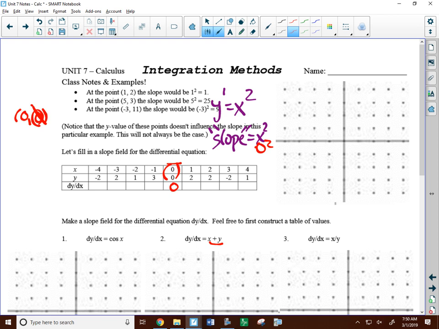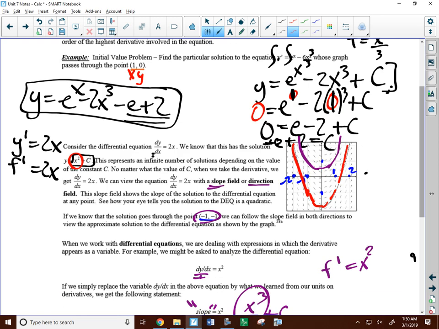And I'm not going to make a full line. I'm just going to do what a slope field is. It's just part of a line. Right? So we'll go back to the last one. So it's going to look like this. You're just going to make all these little lines.